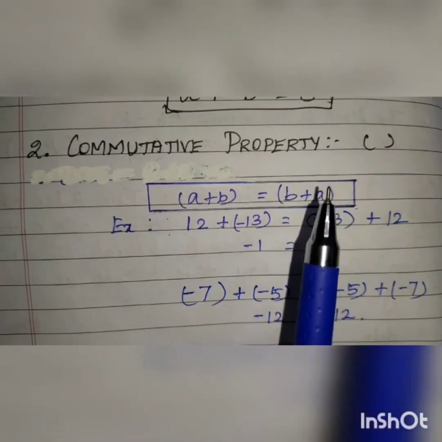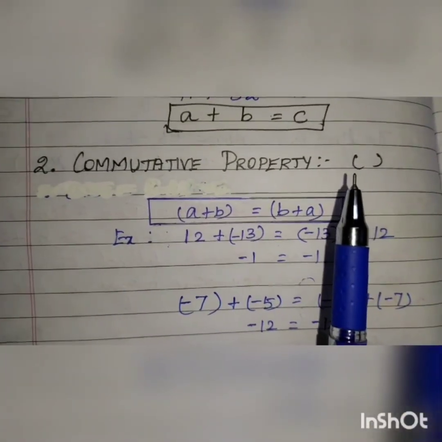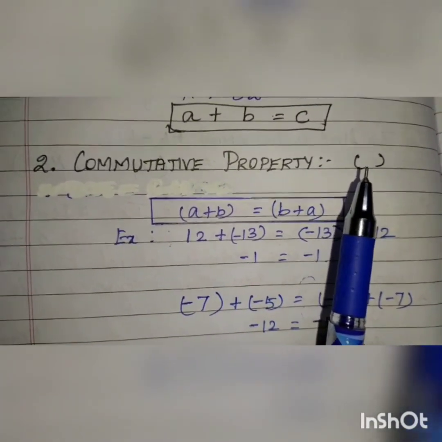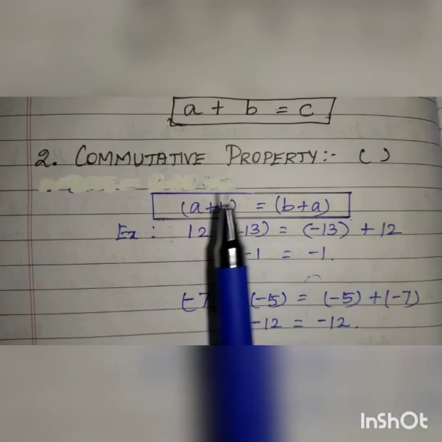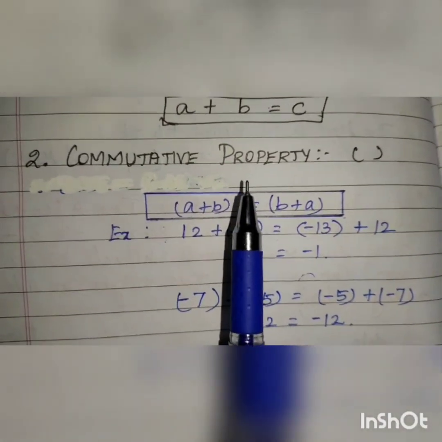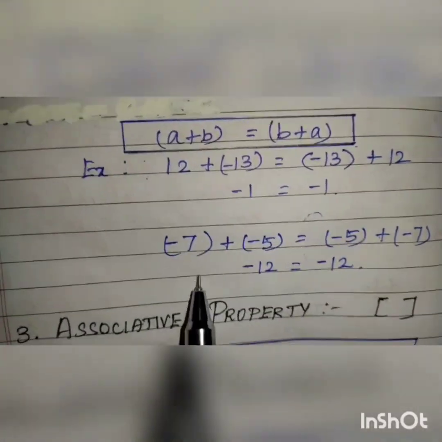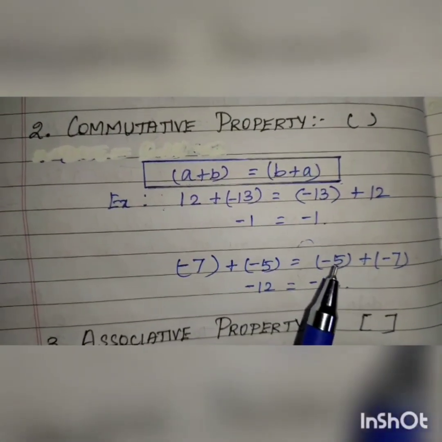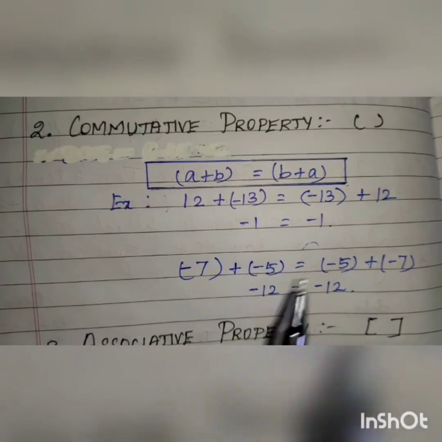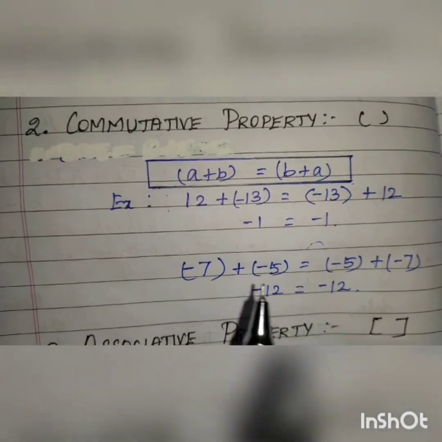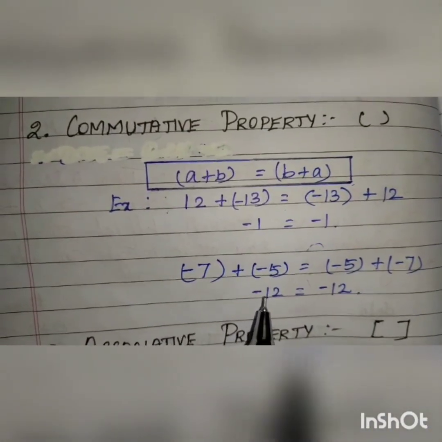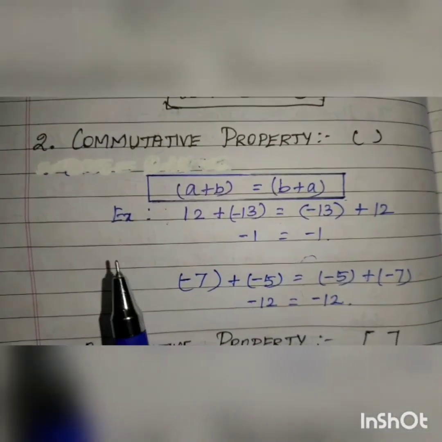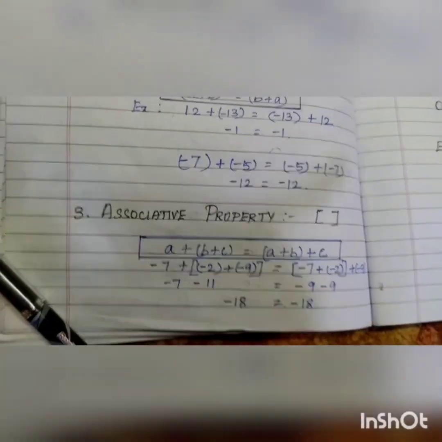Are you clear? For your notice, I have written this bracket here. Wherever you see this bracket, you can blindly write that it is a commutative property. In the next example I have written minus 7 plus minus 5, and here minus 5 plus minus 7. I just changed the numbers between this side and that side. Here I get the answer minus 12, and on this side also minus 12. This is the commutative property.